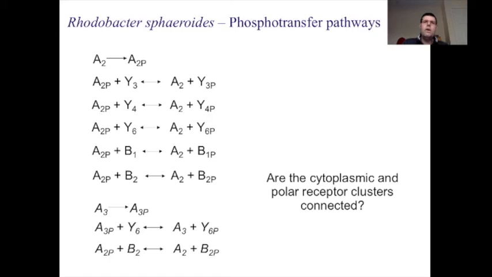So we're just assuming that when the proteins are being phosphorylated, they're able to diffuse around. Obviously, some are located only at the cytoplasmic and polar clusters, those being CheA3 and CheA2 respectively. So there's a lot more work that needs to be done in a system like this to understand how the proteins move around and also how much spatial localization they do have.